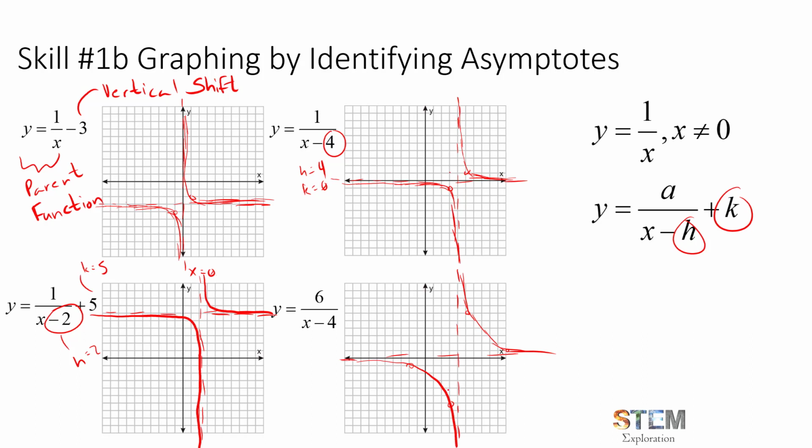And you'll get a function that looks like this. And so you get some general behavior here that is relatively easy to graph once you get the basic emphasis of how the horizontal and vertical translations occur.